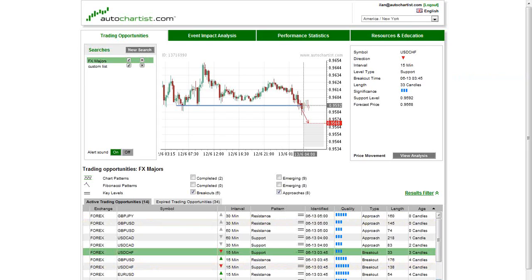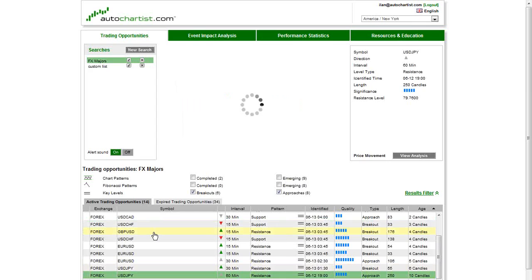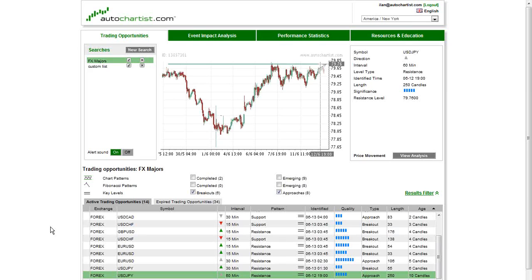Let me see if there are any longer-term opportunities available right now on Forex Market. Not much at the moment. We've got some slightly older USD Japanese yen opportunities on 60-minute candles. Let's have a look at what that looks like. I'm breaking the cardinal rule of a demonstration, which is never click on something you've never clicked on before. But let's see what that looks like right now. Let's give that a moment to come up. Okay, so this is quite interesting.